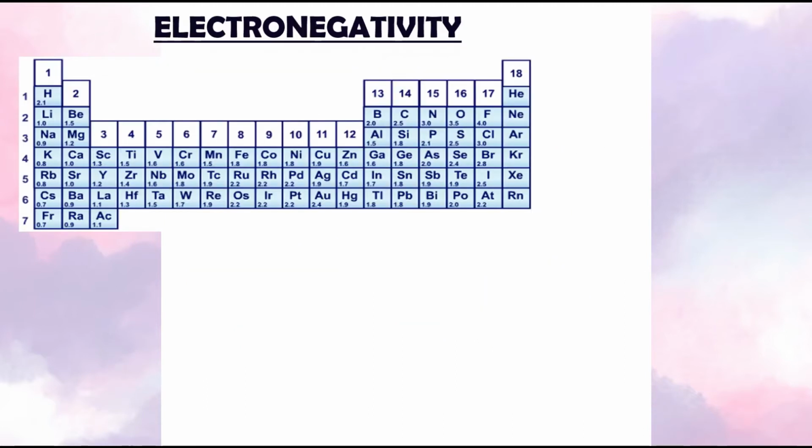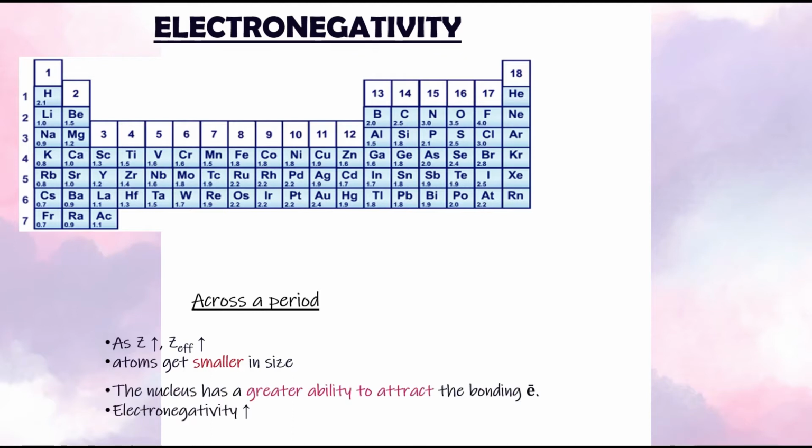Now we look at the trend in electronegativity across the period and down the group. Across the period, as the proton number increases, the effective nuclear charge also increases. The atoms will get smaller in size, where the nucleus has a greater ability to attract the bonding electrons, therefore the electronegativity increases.